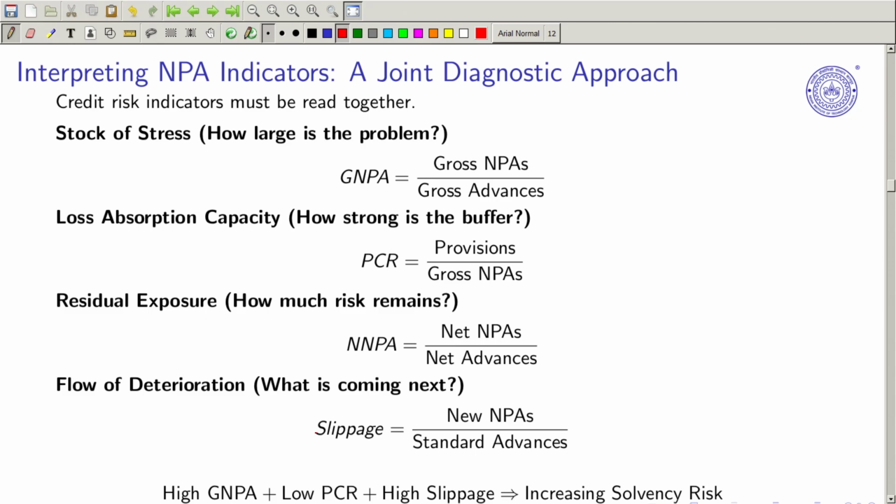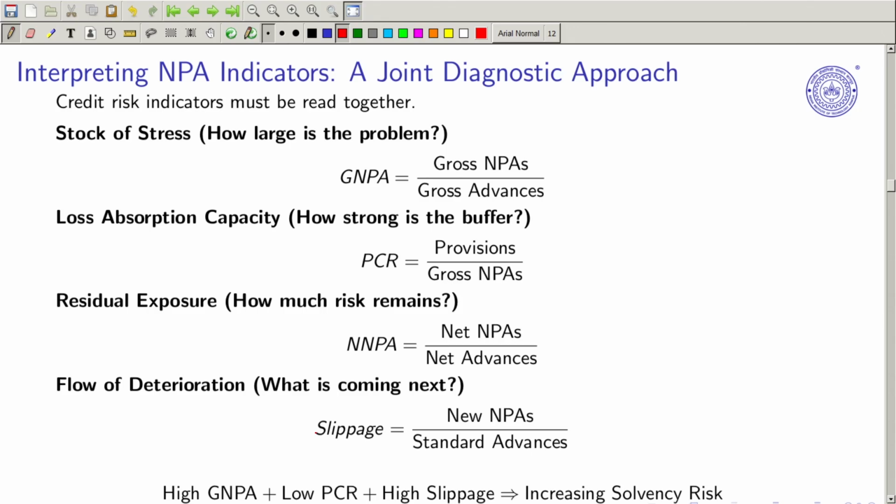So in this particular course, the idea is that we should be able to understand what the challenges are and why we are referring to these indicators. So I have created a slide interpreting NPA indicators, because sometimes when we read the Economic Survey or any public document, these numbers come up, and you should not get confused. With that in mind, I have created this.